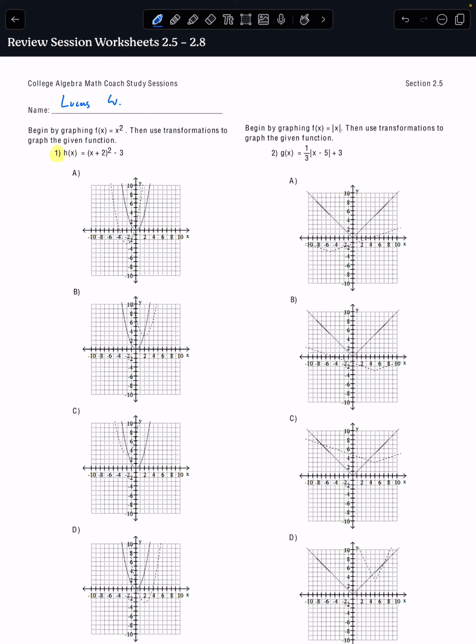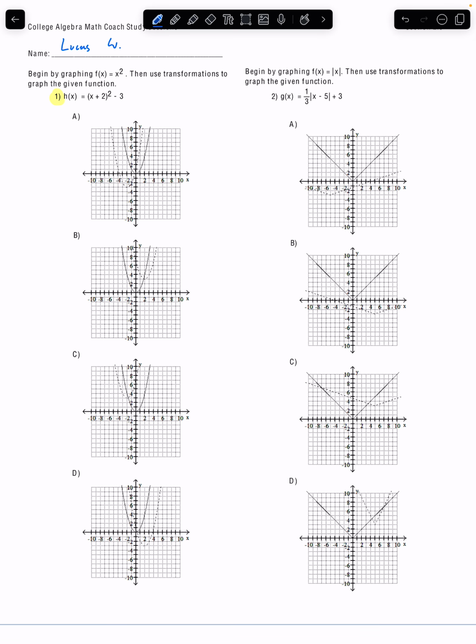For question 1, begin by graphing f of x equals x squared, then use the transformation to graph the given function. Looking at number 1, inside the parentheses, when it adds, we go left. So this is left 2. If it was subtraction in the parentheses, then it'd go right. However, when it's outside the parentheses, when it's a negative, we go down. When it's a positive, we go up.